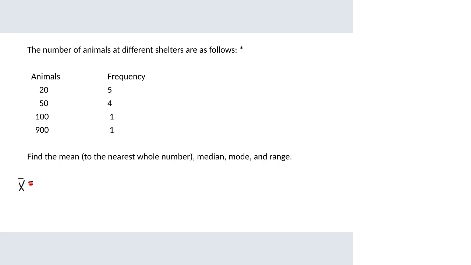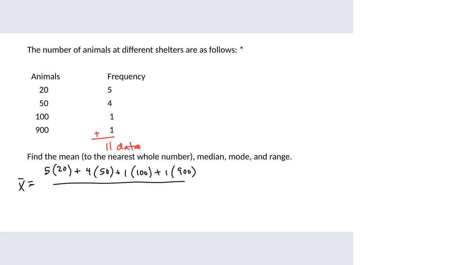So the mean here will be, let's see, I have 5 data points that are 20s, so we'll do 5 times 20. 4 data points that are 50s, so we'll do 4 times 50. 1 data point that's 100, and 1 data point that is 900. And we need to divide by however many data points we have. And be careful here, it's not just 4. We need to add up our frequencies. 5 and 4 is 9, 10. It looks like we have 11 data points in this data set. So when we go to find the mean, we'll need to divide by 11.